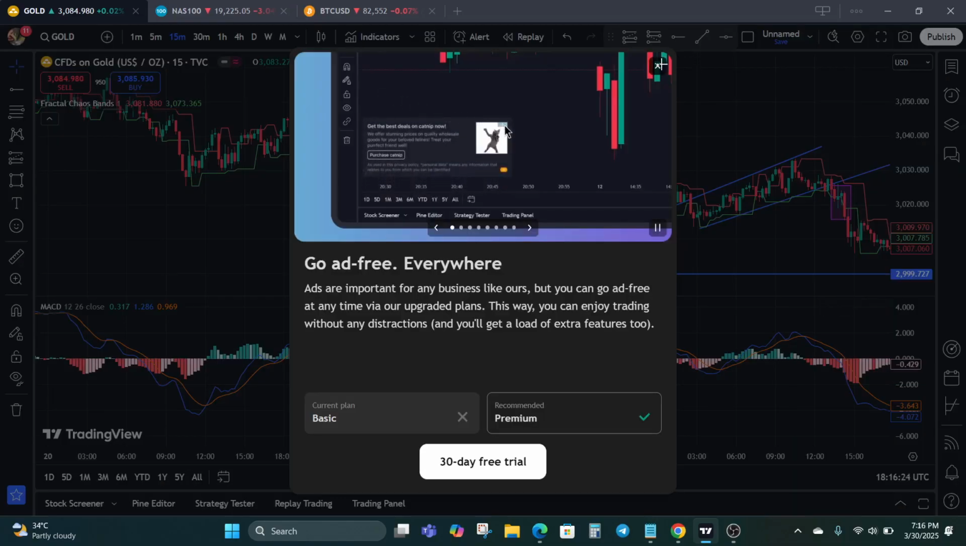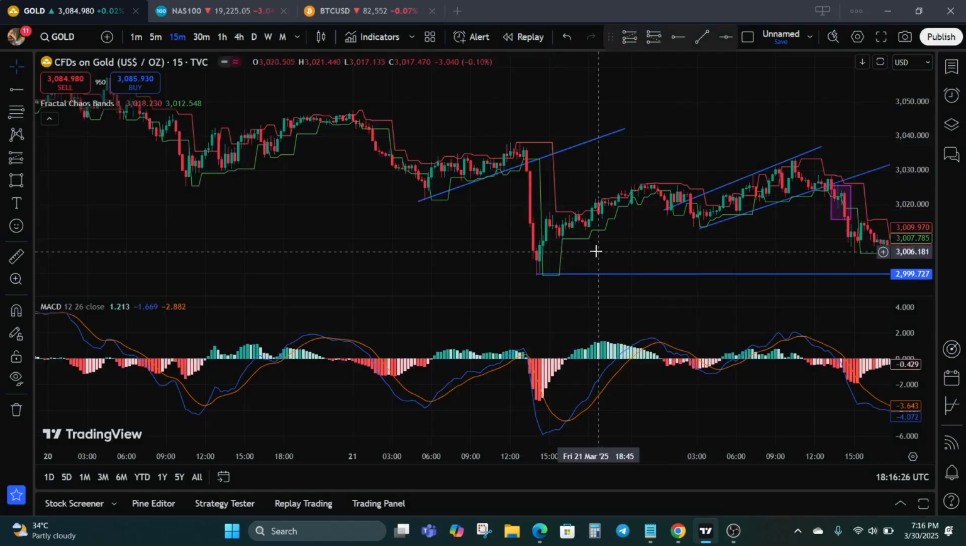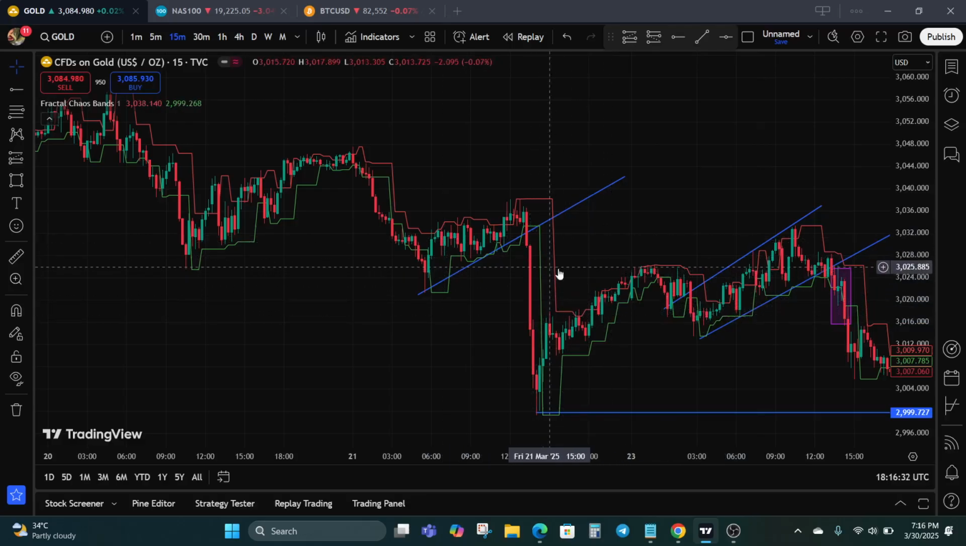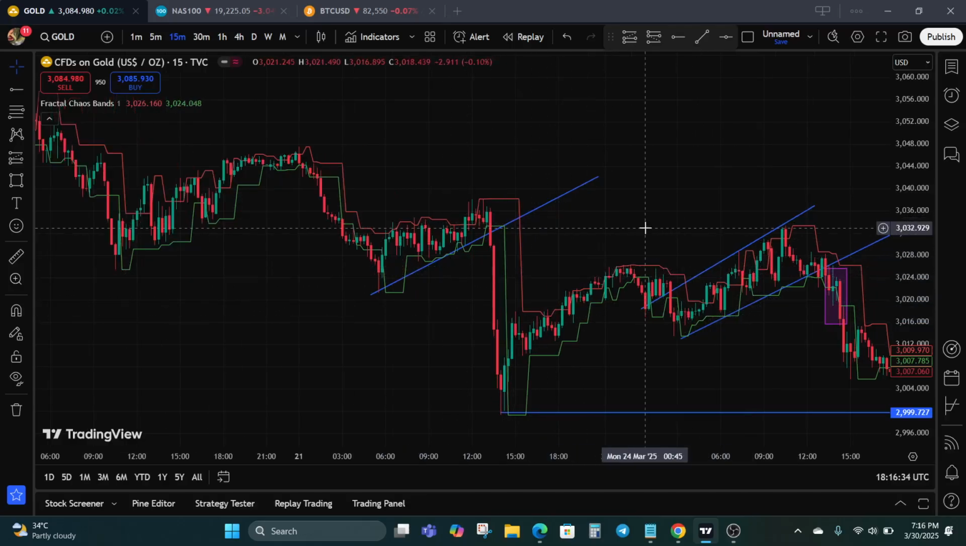Okay. Now, the fractal chaos bands offer multiple advantages, including clear visualization of market trends, good reversal signals when paired with other indicators, and also reduction of unnecessary market noise for better decision making. So this tool is especially useful for traders looking to refine their technical analysis without overcomplicating their charts.